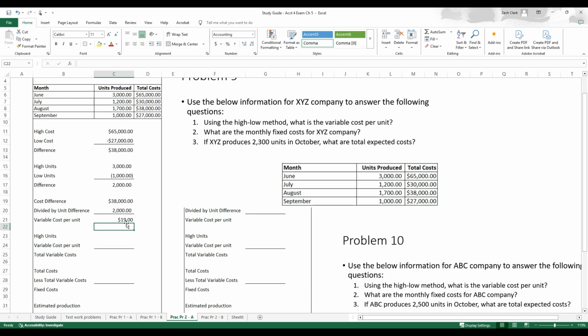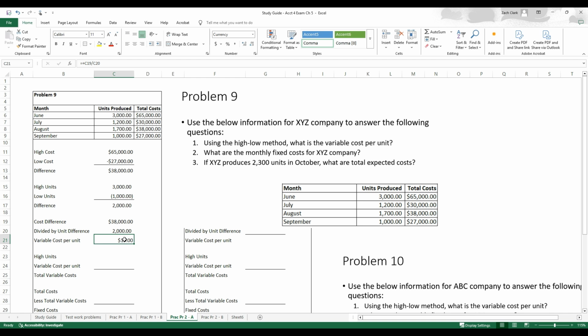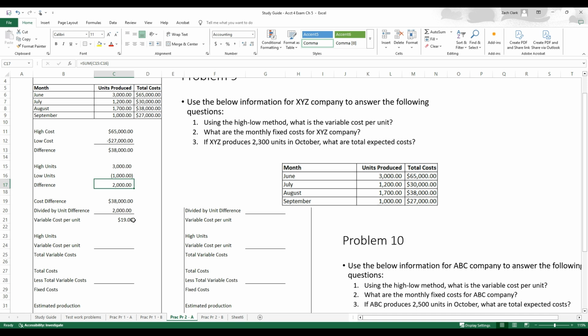And then we just take the cost difference, so that 38,000, and we divide that by the unit difference to get an estimate for our variable cost per unit, which is $19. So we're saying basically if we increased production, cost went up this much. Basically the theory here is a $38,000 increase in cost based on an increase of 2,000 units in production. So per unit, that increase in the cost comes out to $19.